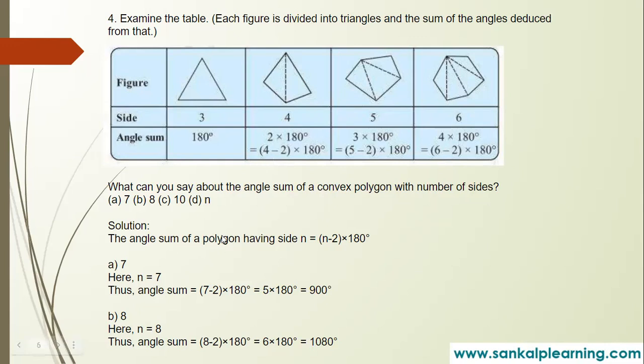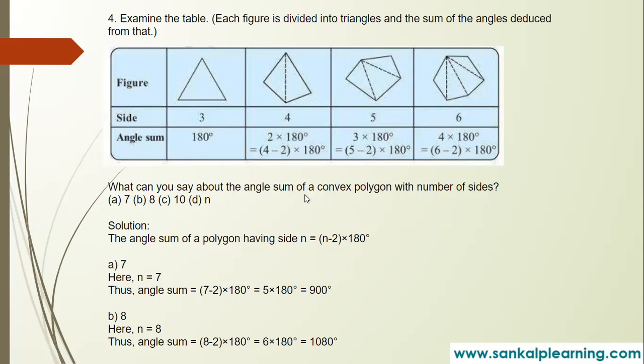So how to know the angle sum of a polygon, of any polygon? If you are given any polygon, what is the sum of all the angles of the polygon? How do we find it? By using this, write the number of sides minus 2 into 180.